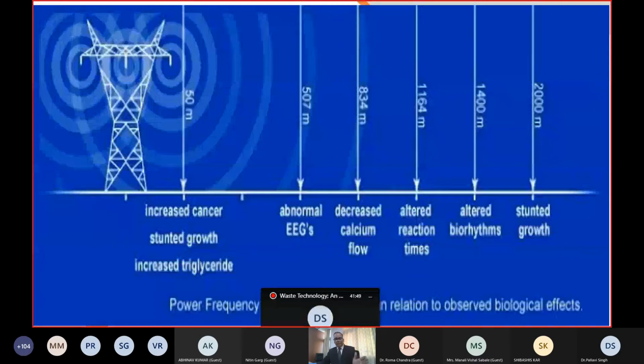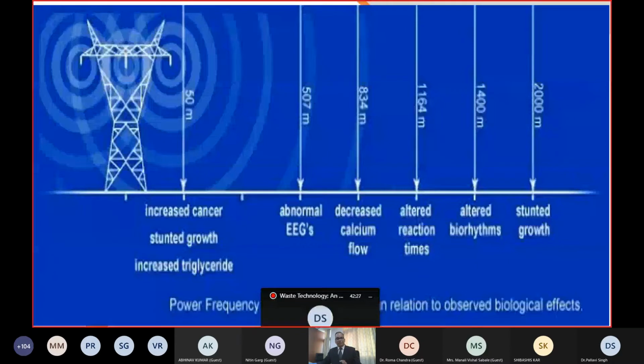A number of reports are there in research articles. It shows that in slum areas near high tension lines, the kids are having leukemia, blood cancer, and no reason, just the reason is the high tension line. It is not because of their living status or feeding habit. It is because of the transmission line.